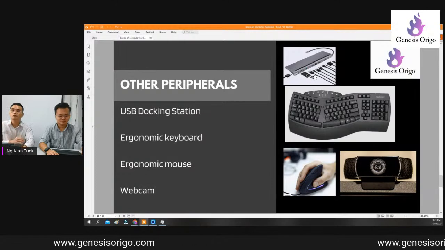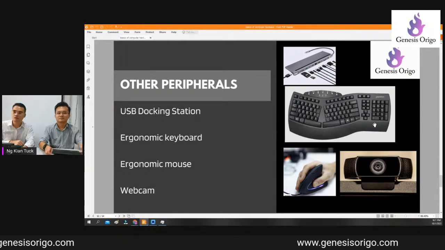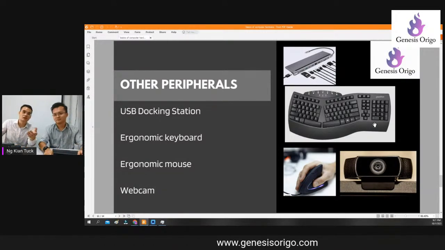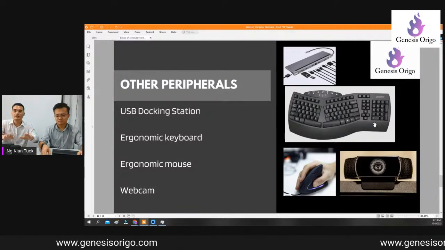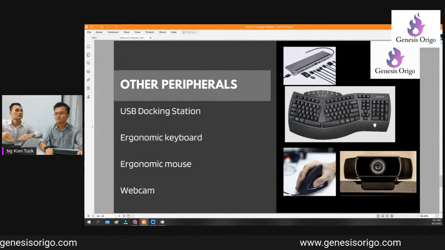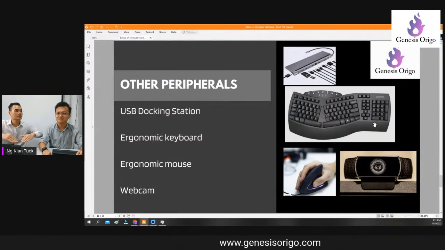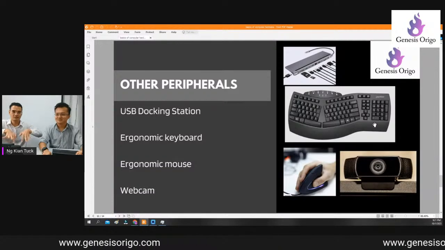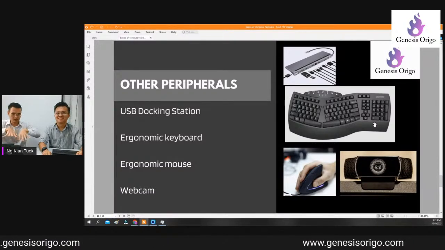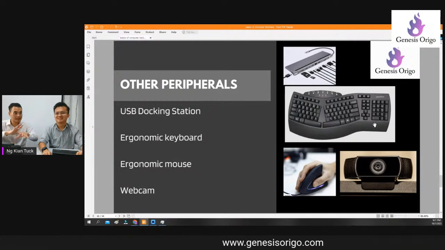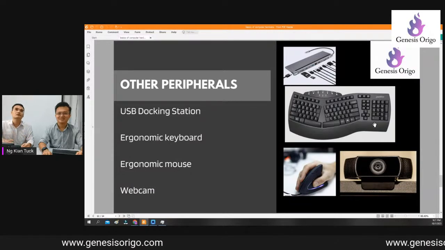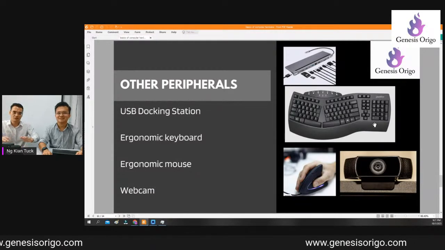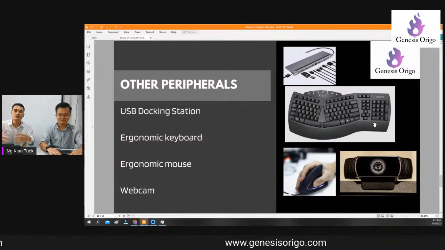All right, so we have the ergonomic keyboard as well. If you look at most keyboards, they are straight, even the laptop keyboard. But the problem with our hands is we need to curve a little bit to be comfortable. So if the keyboard is straight, we have to bend our hands a little bit when typing. After a long time of usage, we may experience some discomfort in our hands. So if you find that you type a lot, you may want to buy an ergonomic keyboard. And we have the ergonomic mouse as well.